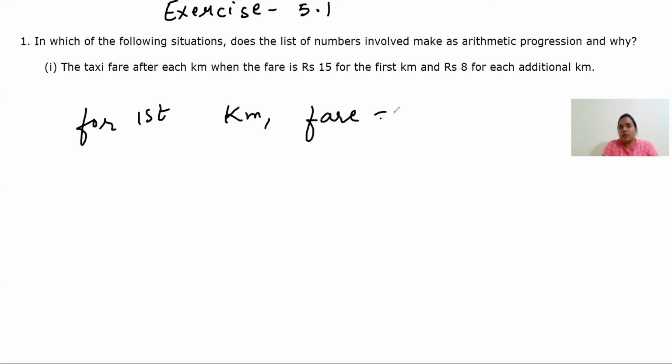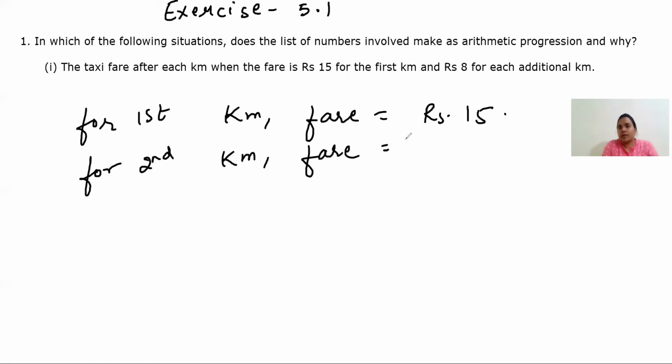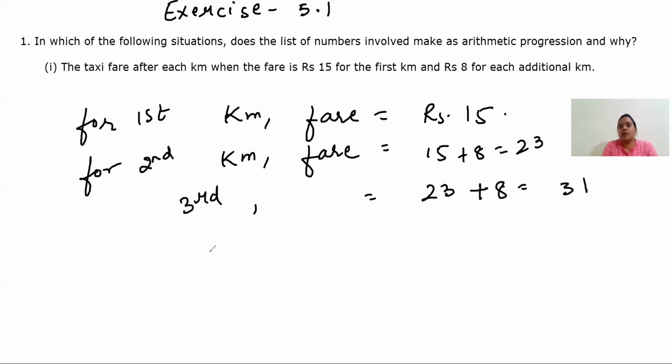fare is rupees 15. For the second kilometer, fare is 15 plus 8, that is 23. For the third, it will be 23 plus 8, that is equal to 31. For the fourth, that will be 31 plus 8, which is equal to 39.